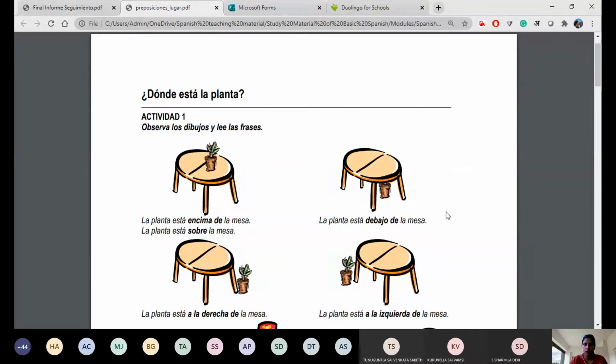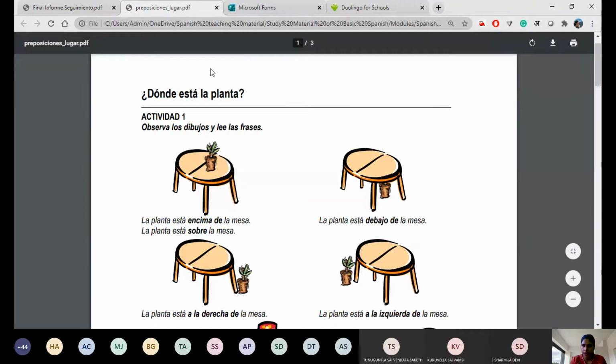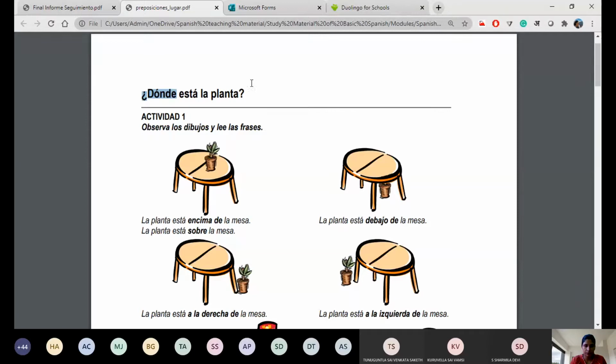These are some examples which might come in your test while you are working with ser and estar. Let's see the first question here. ¿Dónde está la planta? I'll take help from you to translate the sentence. Till now you must know what is dónde. Can anyone tell me? Where? Yes, where.